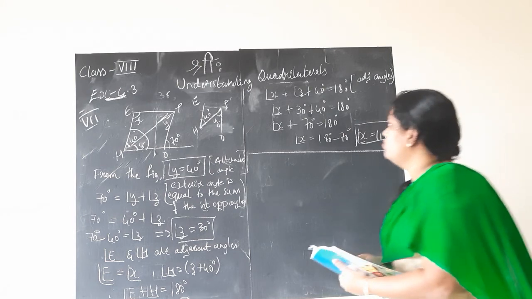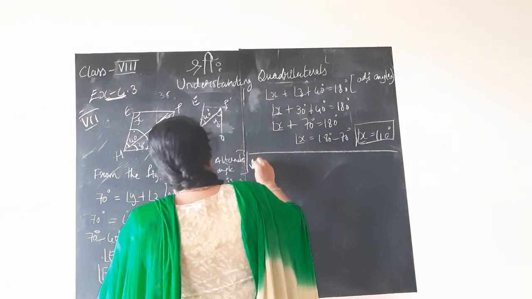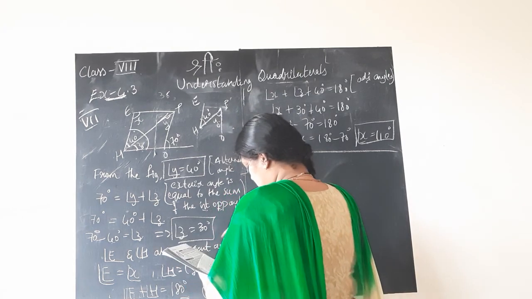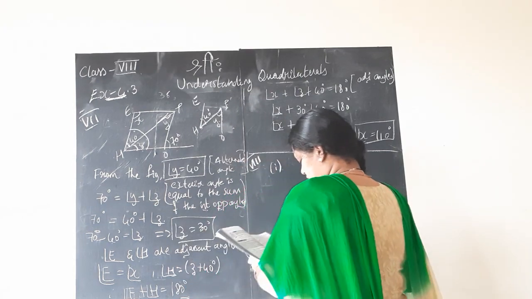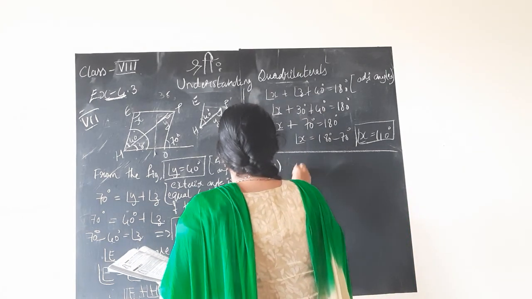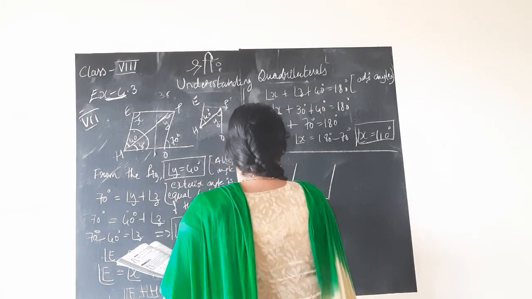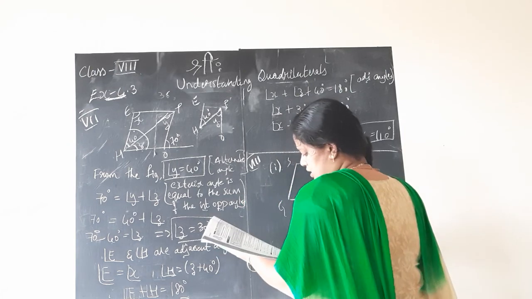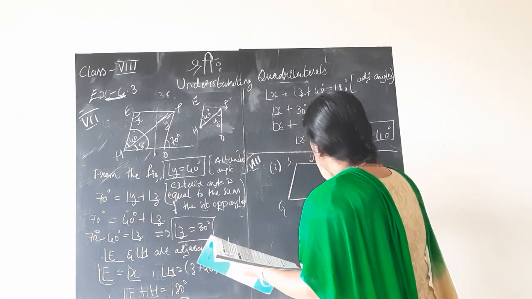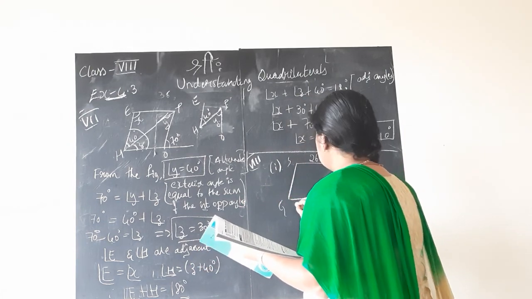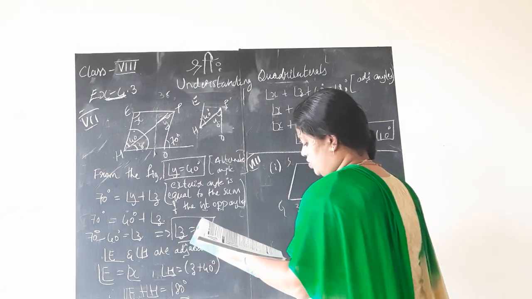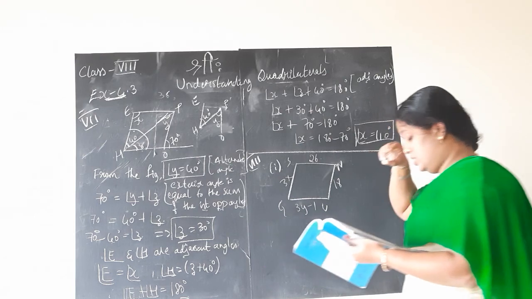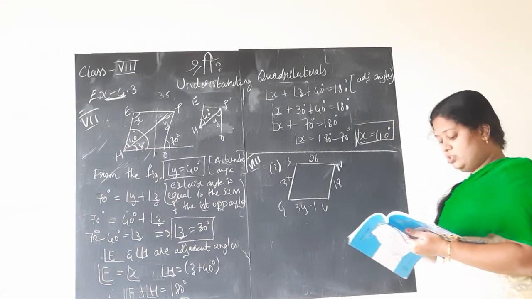This is again one of the simple problems. Let me draw both the figures for you. The first figure is GUNS, so I should label it as G, U, N and S. This side is 26, this is 3y minus 1, this is 3x and this is 18. This is the first figure, children. We shall solve one by one.